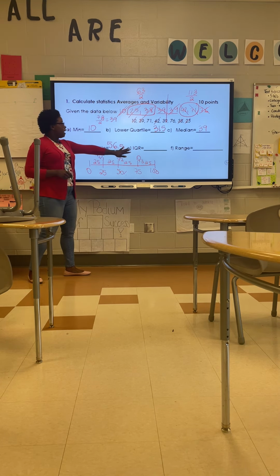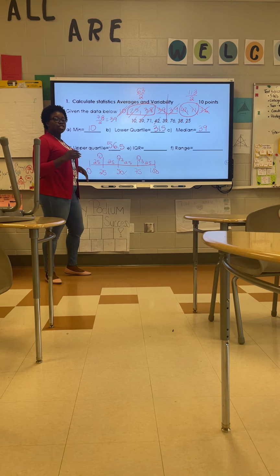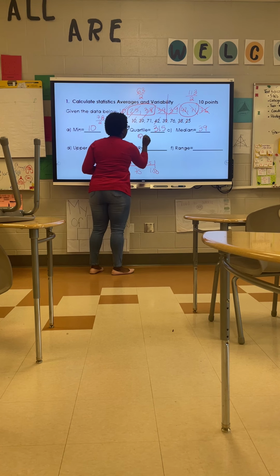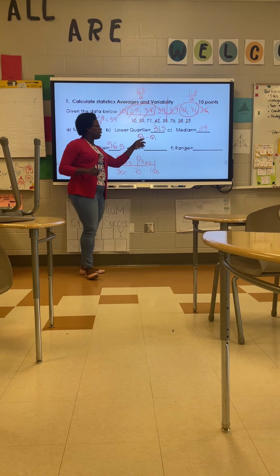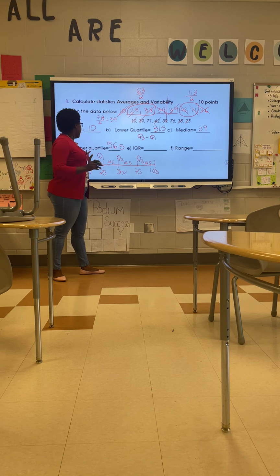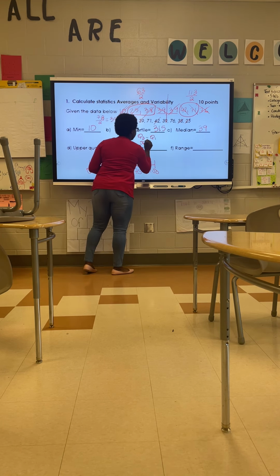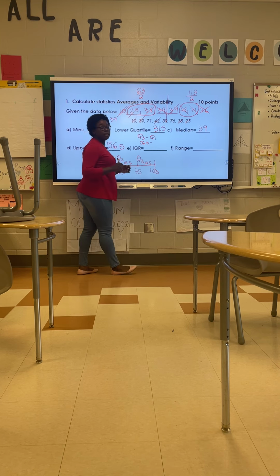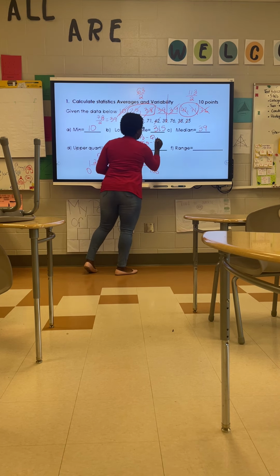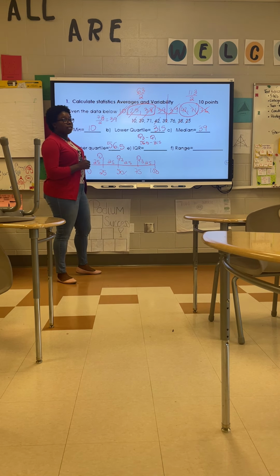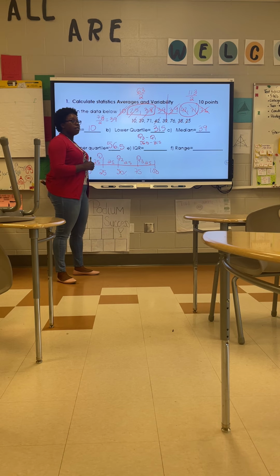To find your interquartile range, which is shortened to IQR, it's basically Q3 minus Q1. So your upper quartile minus your lower quartile. Your upper quartile is 56.5, and your lower quartile is 31.5. Now we're going to go ahead and do our subtraction, and your answer should give you 25.